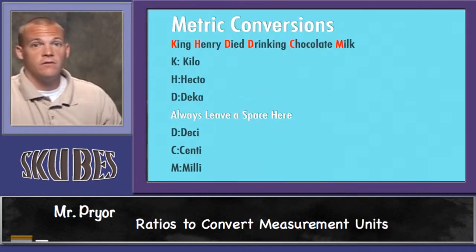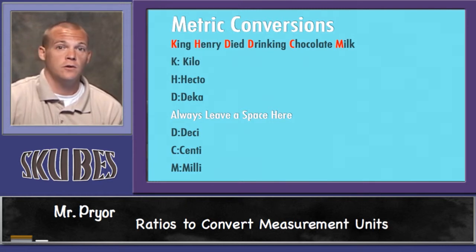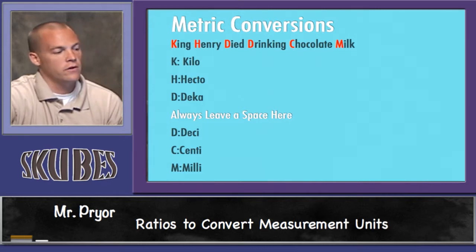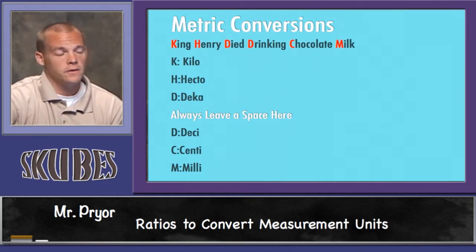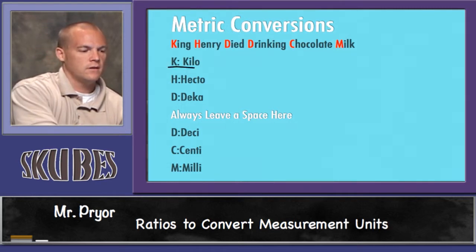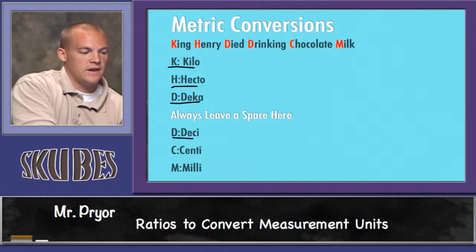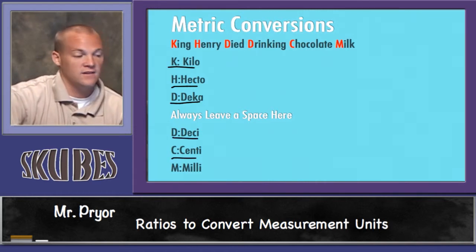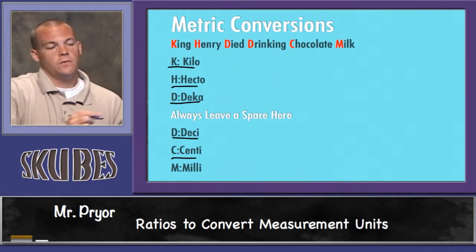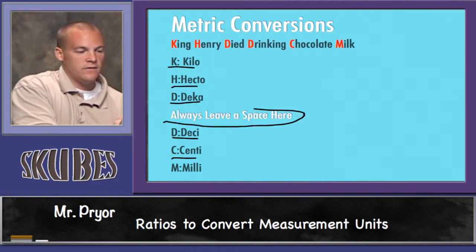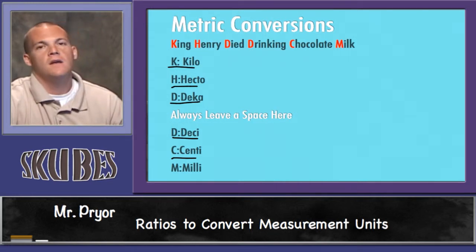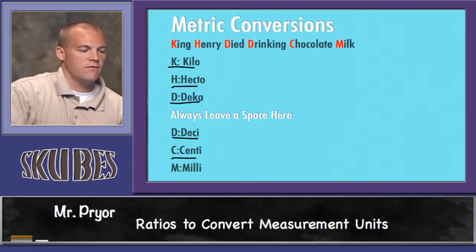Now the nice thing about metric conversions really is it's movement of a decimal only. So what you're looking at here is a good little acronym you can learn. King Henry died drinking chocolate milk. It's to help you remember what each of those measurements mean, or what they represent. All right, so K is kilo, H is hecto, D is deca, and then you always want to leave a space right here, and that is because when you're moving your decimal, and I'll show you in a moment, it can be affected if you don't. Your answer can be affected.